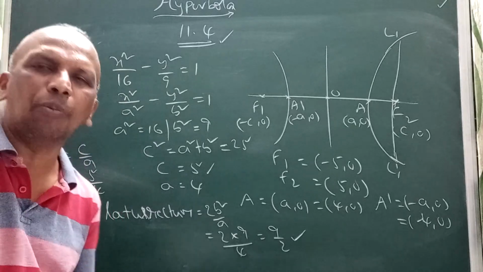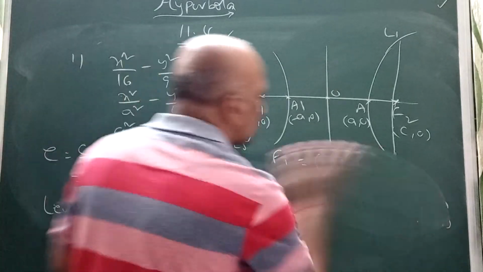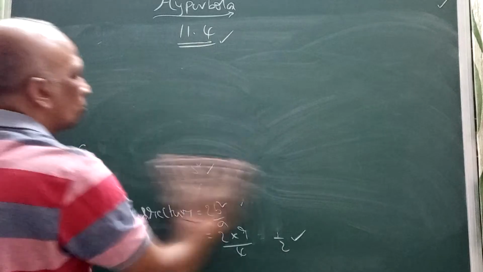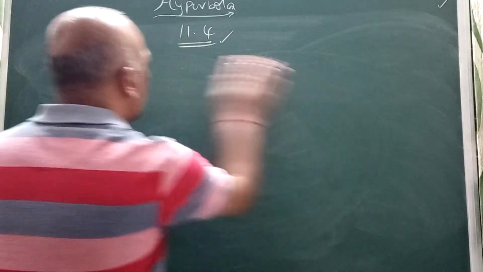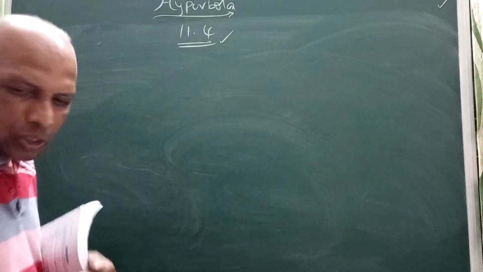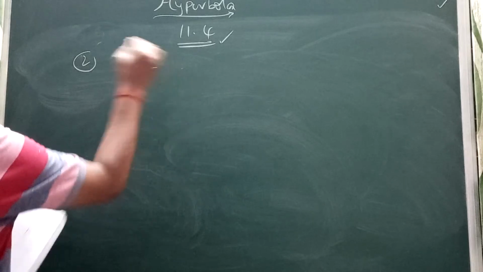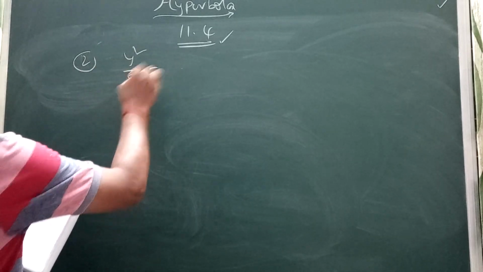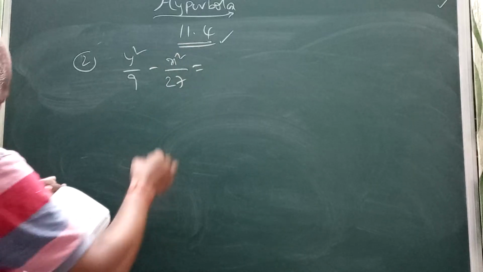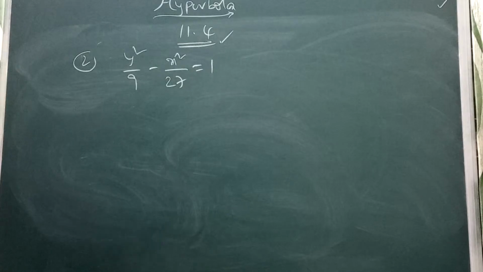Look at the second problem. Y square by 9 minus x square by 27 equal to 1. They are given like this. Correct. Now you can observe here.